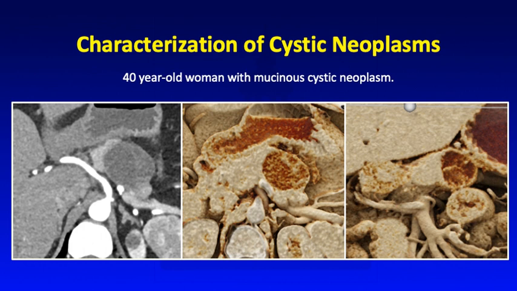And when we look at this example of a mucinous cystic neoplasm, again, the internal septations can be rather difficult to appreciate on the axial images. But when we look at the cinematic rendered images of the same case, we can greatly appreciate these internal septations and mural nodularity of the cystic neoplasm.